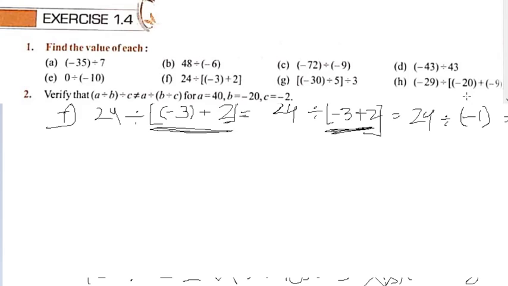Similarly, in part H, you see minus 20 divided by minus 20 plus 9. This is your bracket, so first you solve this bracket. Here both have the same sign, minus and minus, so it becomes minus 29, and minus 29 divided by minus 29 you will get plus 1. Its answer is plus 1. So this part you do yourself.